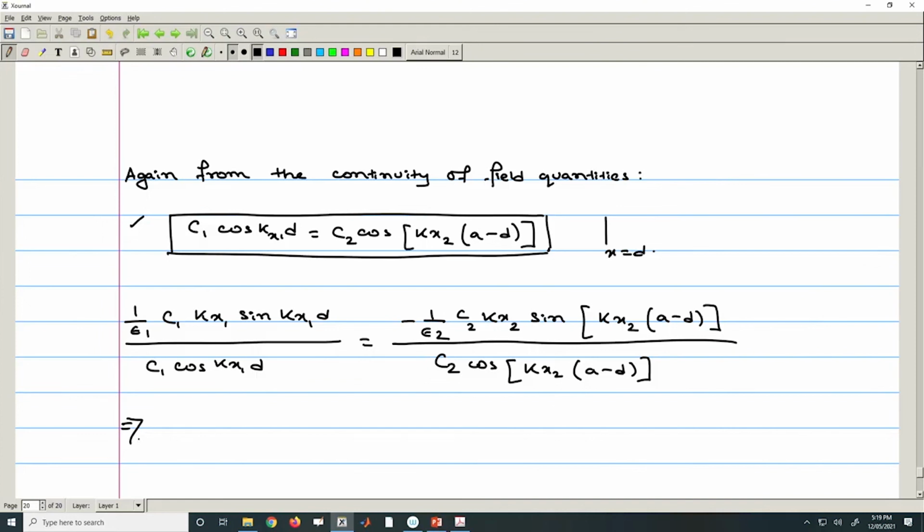So, thus we can see, C 1 will cancel out, this C 1, this C 1, this C 2, C 2. Okay. So, we will have k x 1 upon epsilon 1. So, sin k x 1 d upon cos k x 1 d will give us tan k x 1 d is equal to, so this is minus, so we will have k x 2 upon epsilon 2 tan of again k x 2 a minus d.